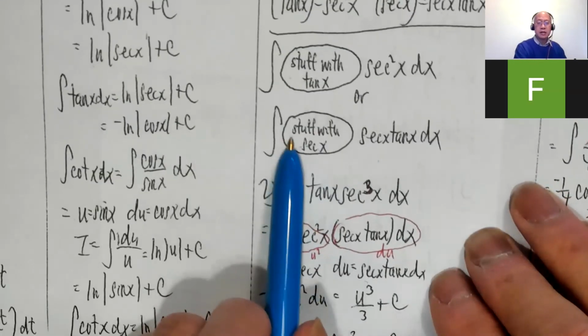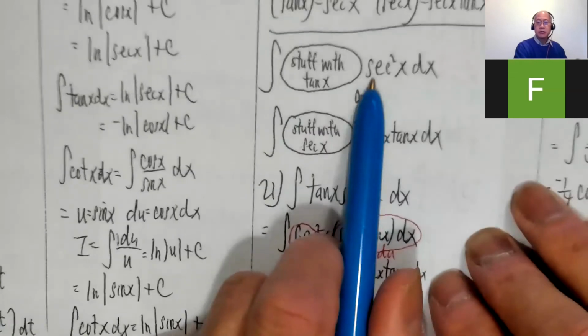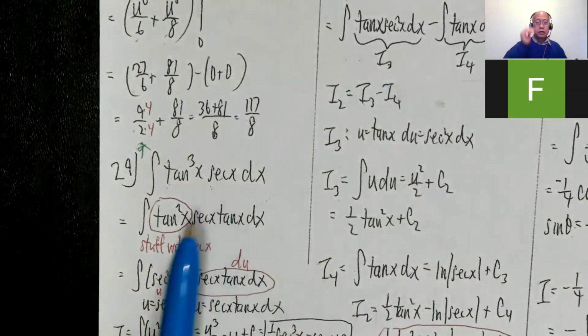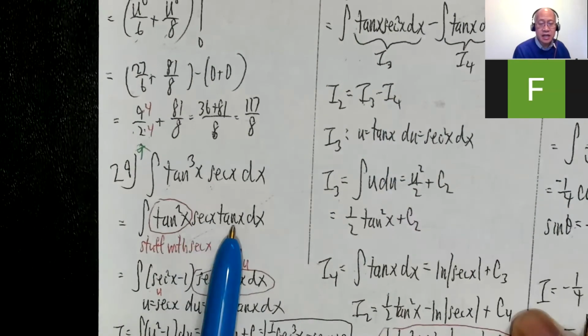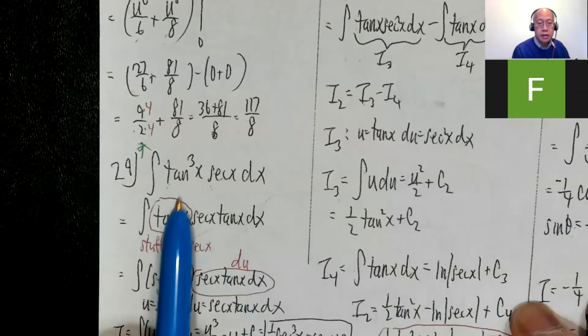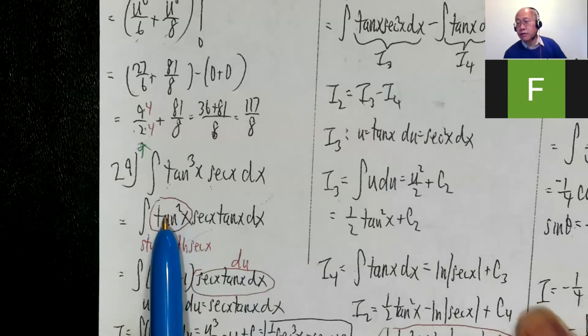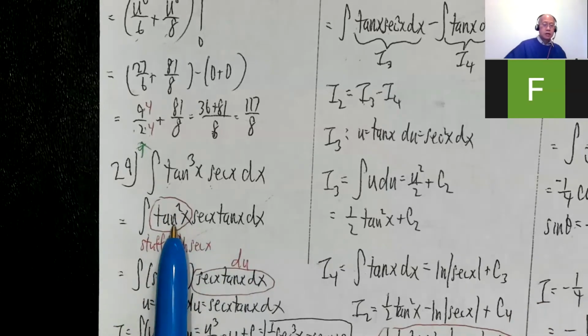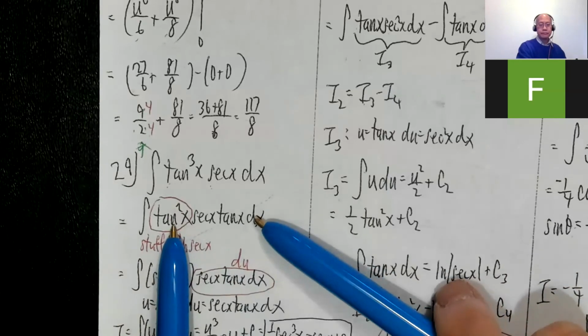Let's see. Yeah, I want stuff with secant times secant tangent. There's no hope of having a secant squared because I don't have a secant squared. I only have a secant. So I'm going to separate out a secant x tangent x and have tangent squared, right? So tangent squared x, secant x tangent x dx. So here's my tangent cubed.